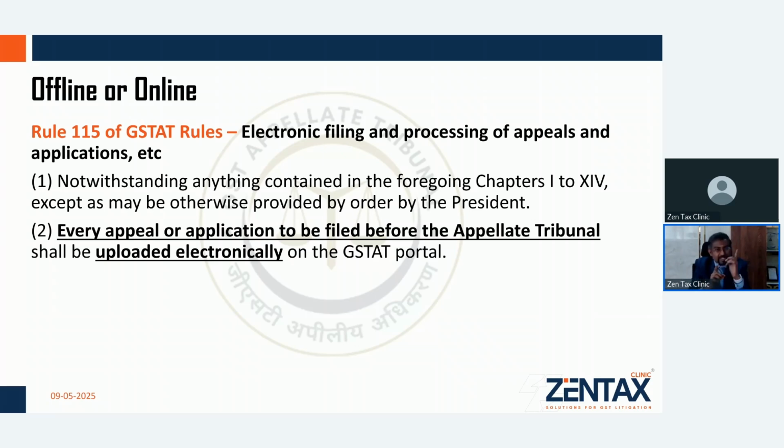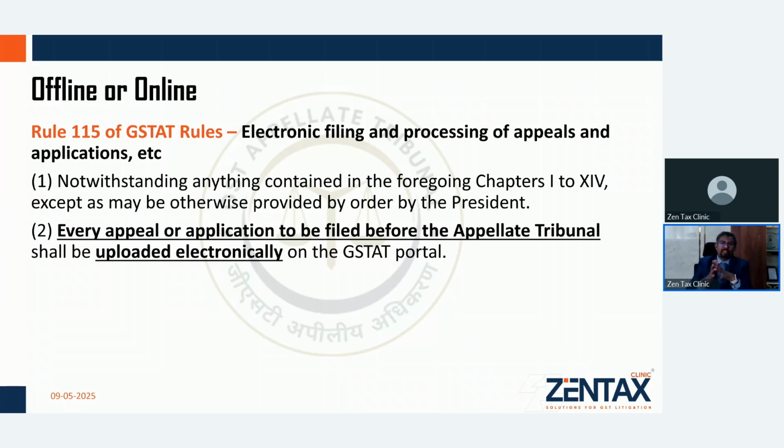Is it the same GST portal that we are using for the filing of appeals, the filing of GST returns, the filing of refund applications, gst.gov.in? No, there is a separate portal for GSTAT. So, every appeal or application will be filed before the GST Appellate Tribunal in that specific GSTAT portal.